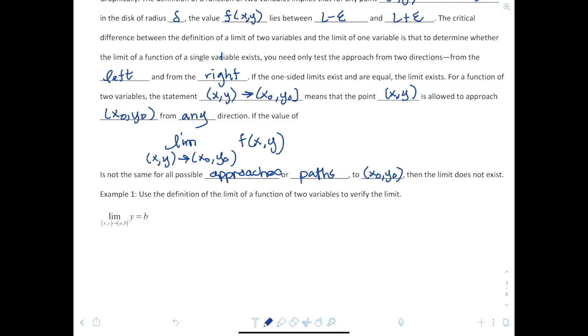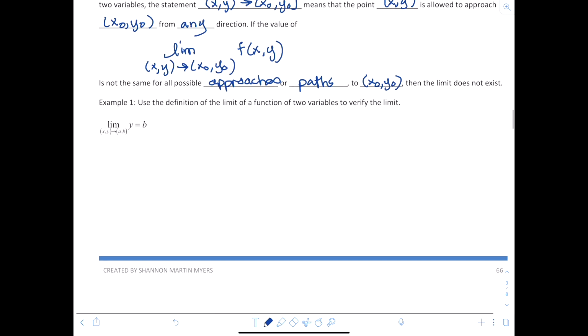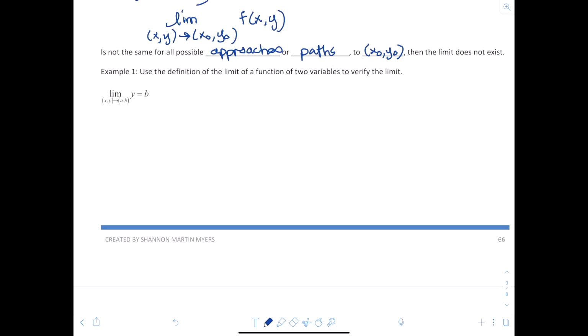So let that percolate a little bit. Let's do some examples. A lot of this we can look at graphically. This is just a precursor so we can learn about our partial derivatives and all of that for functions of more than one variable.